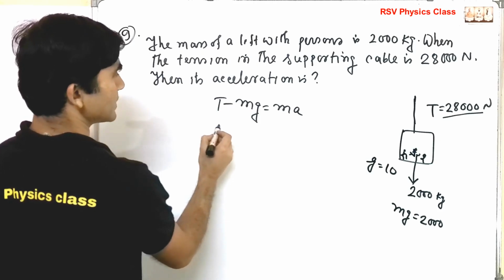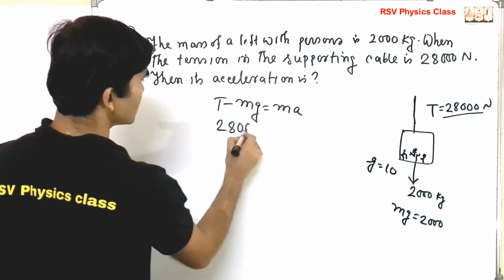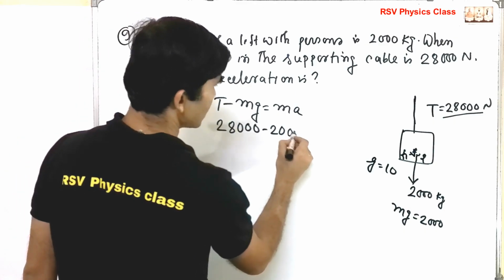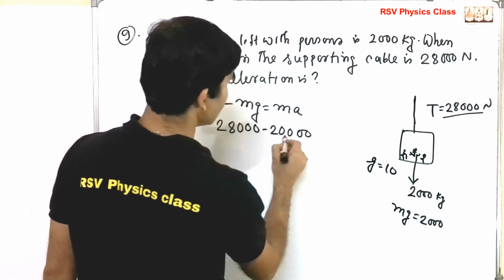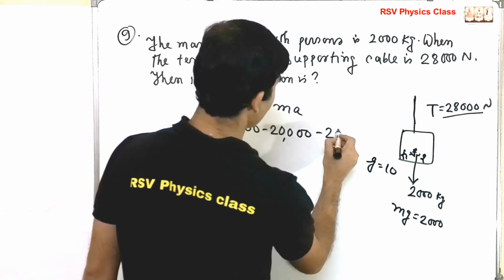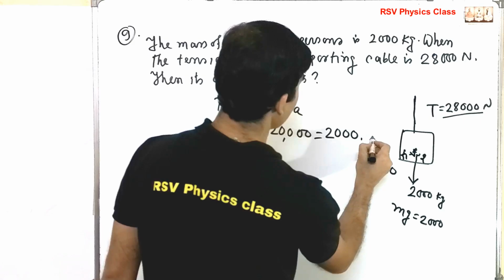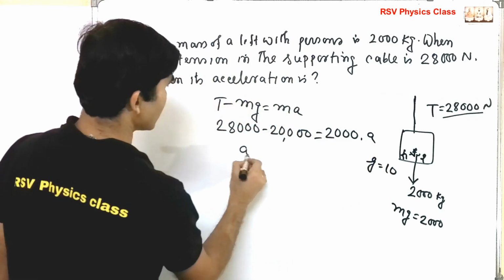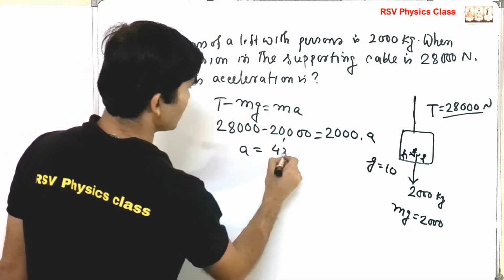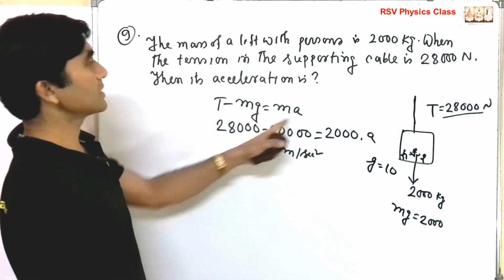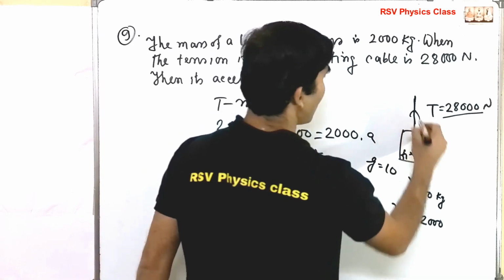So T is 28,000 minus 20,000 equals 2000 into A. So A equals 4 meter per second square. So the tension is higher, so it will go upward.